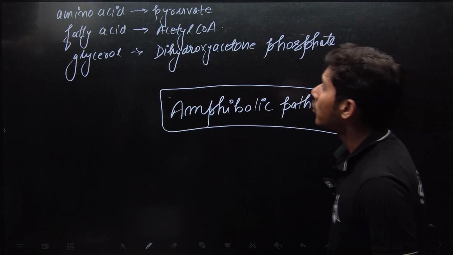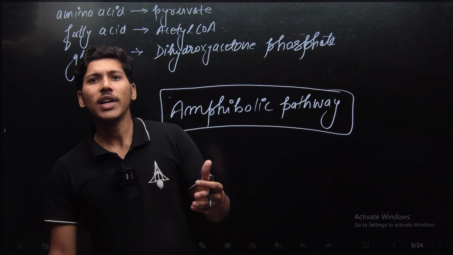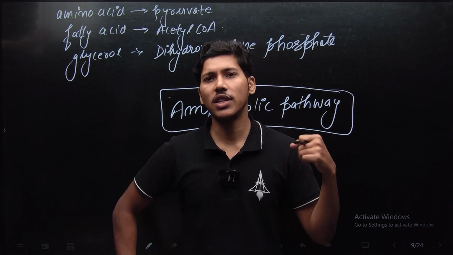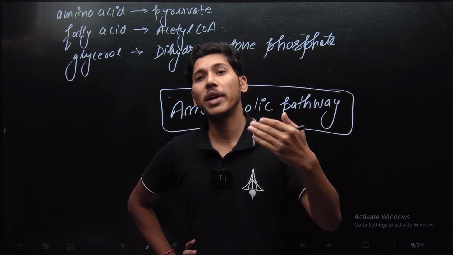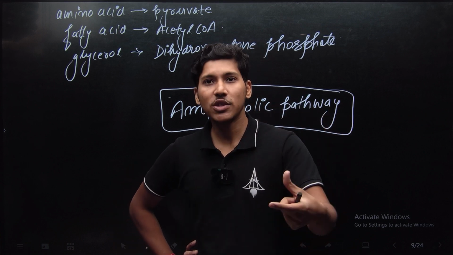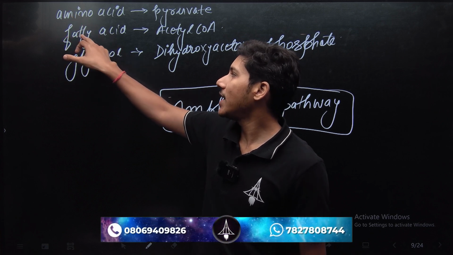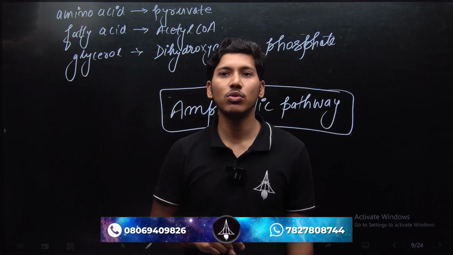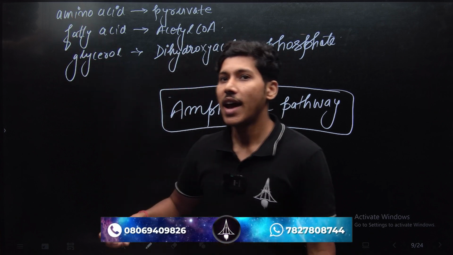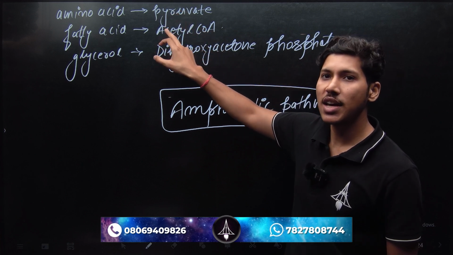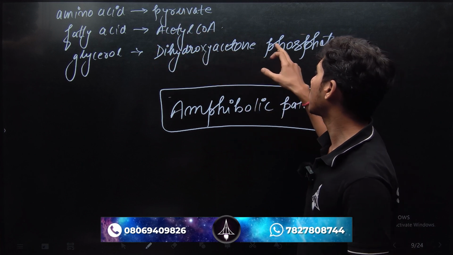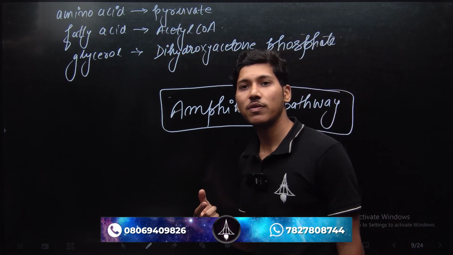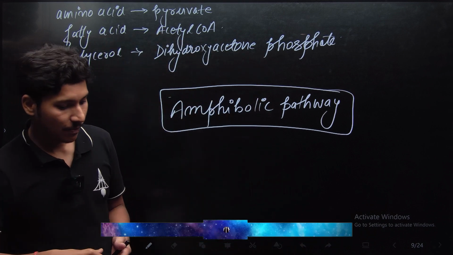Now, you know that we studied this whole respiration with respect to the breakdown of glucose. But in the absence of glucose, amino acids, fatty acids, and glycerol also can enter into these respiratory pathways at the step of pyruvic acid synthesis, acetyl-CoA synthesis, and dihydroxyacetone phosphate synthesis respectively. Okay.